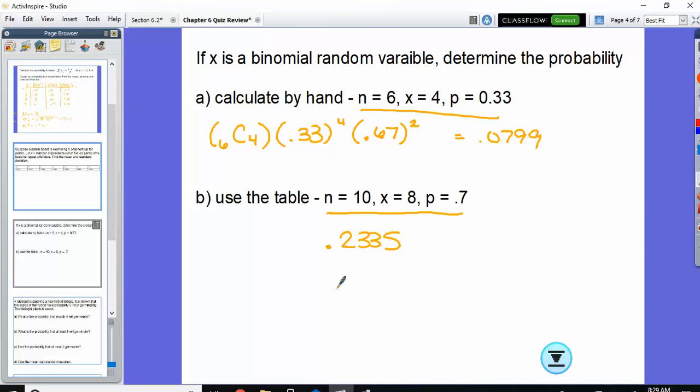How'd you get that again? Okay, I went to my n equals 10, so that's the bottom of that page. We're on regular distribution. n is 10. Probability is 0.7, so we're looking in this column. And x was 8. Oh, okay. Thank you.